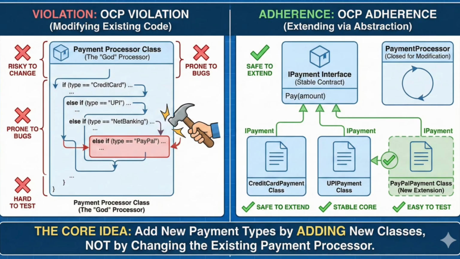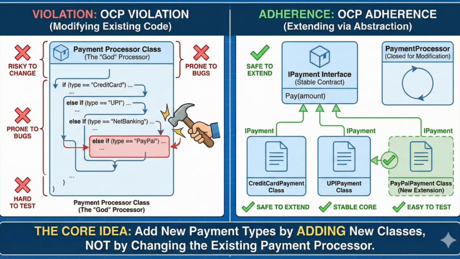On the left side of this image, we see a clear violation of the open-closed principle. Here, we have a single large payment processor class, often called the God processor, because it tries to handle everything inside one place. Inside this class, we keep writing multiple if and else if conditions like credit card, UPI, net banking, and PayPal payments. Every time a new payment method is required, we open this class again, modify the code, add more conditions, and risk breaking existing working functionality.